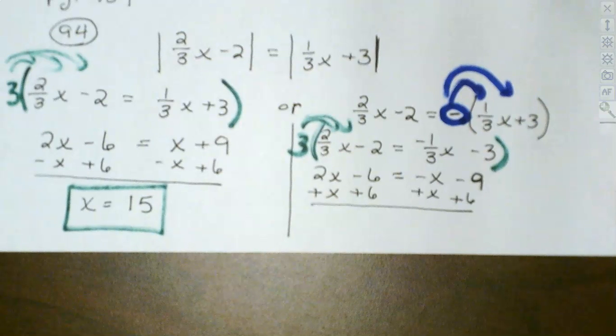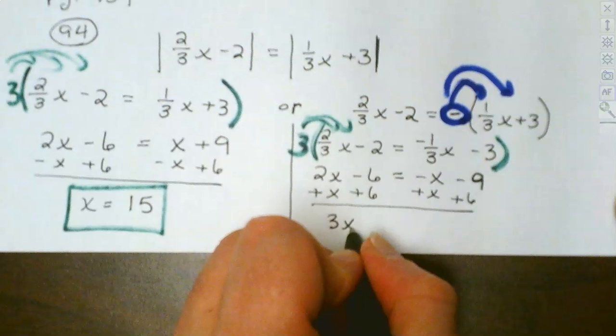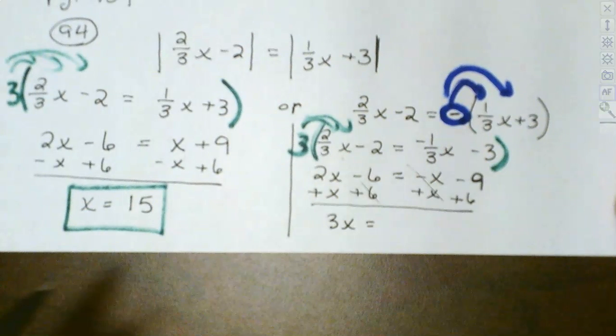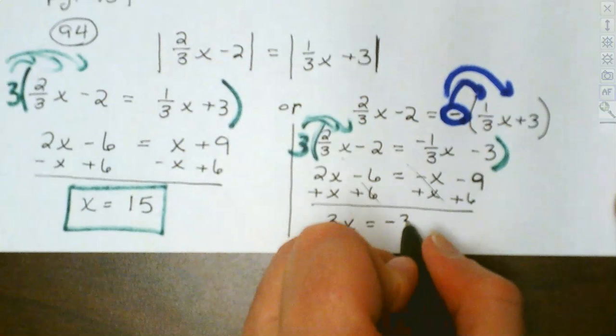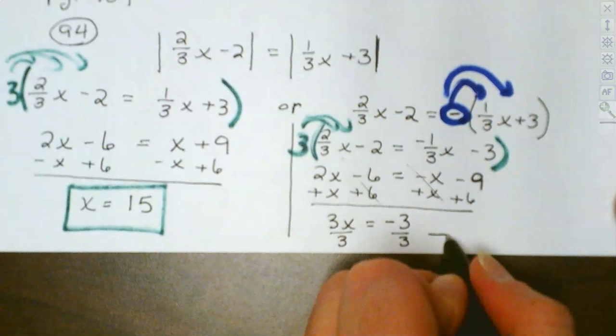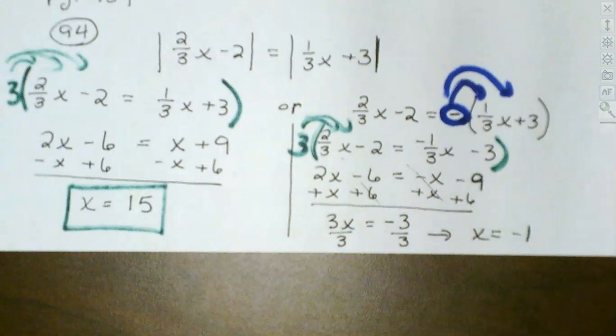So what does that leave me with? Well, 2x plus x, that makes it a 3x. 6's cancel. The x's cancel. Minus 9 plus 6 makes it a minus 3. Divide by your 3, and so your other solution is x equals a negative 1.